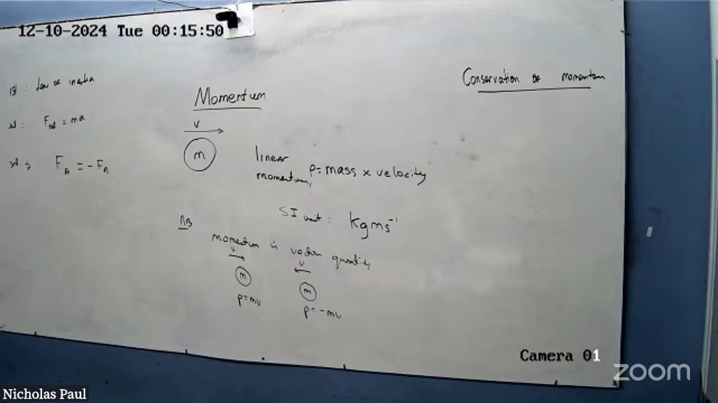Did you have that? So basically, this new quantity that we call momentum is mass times velocity. That's all. Momentum is mass times velocity. So we're going to take a look now at something called conservation of momentum.